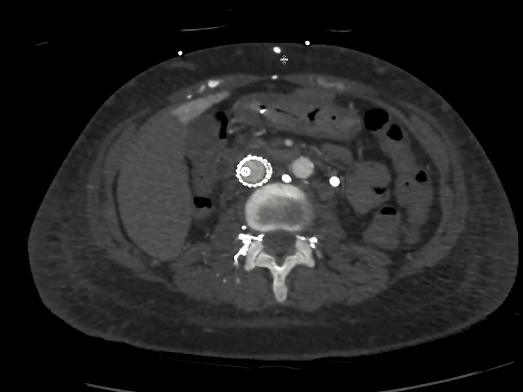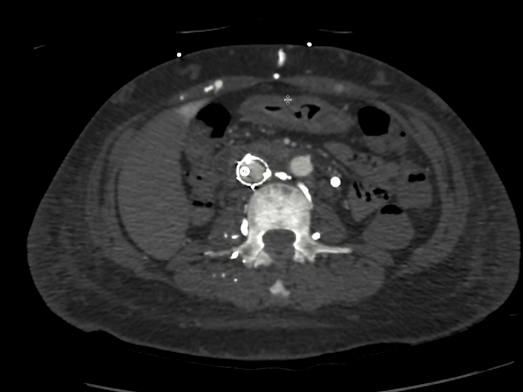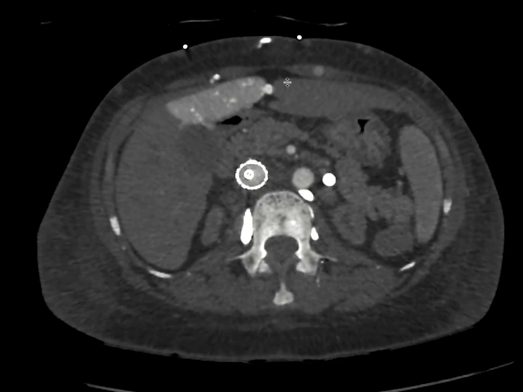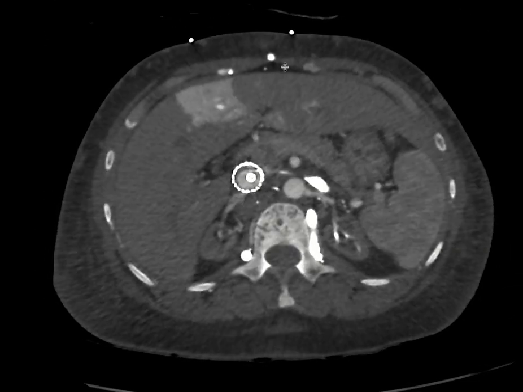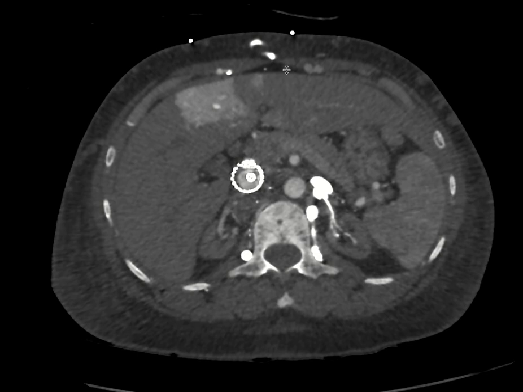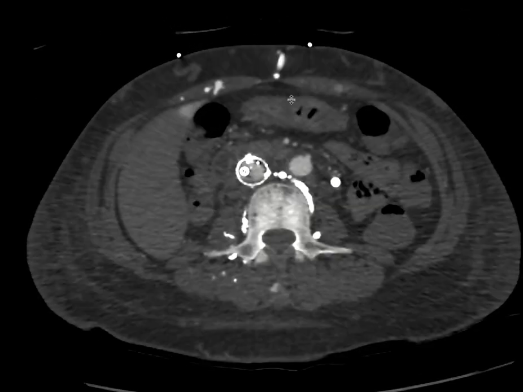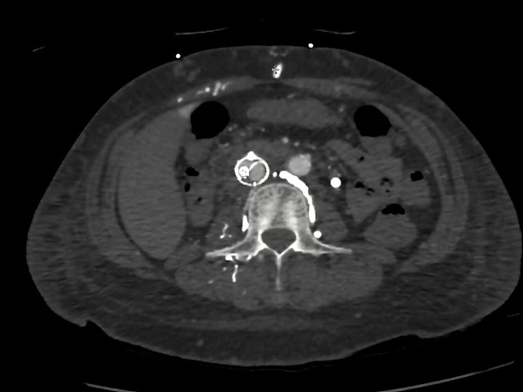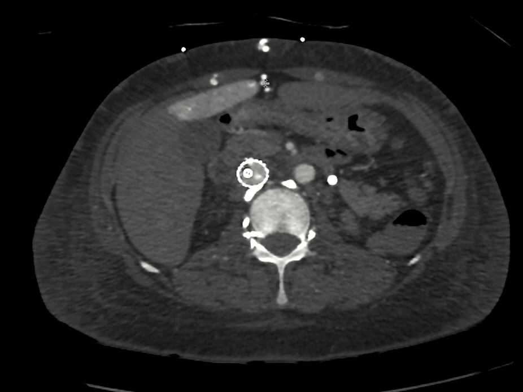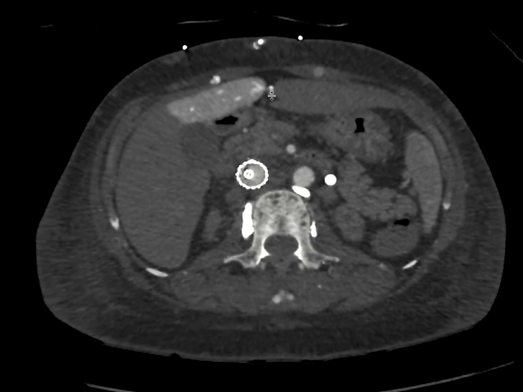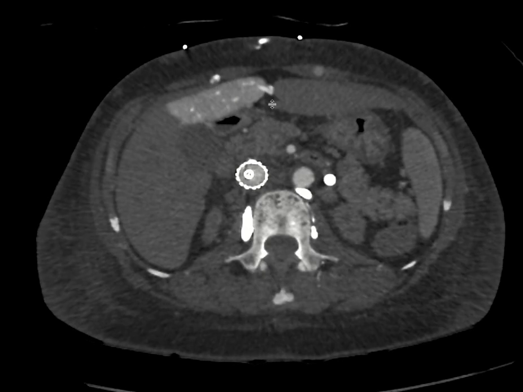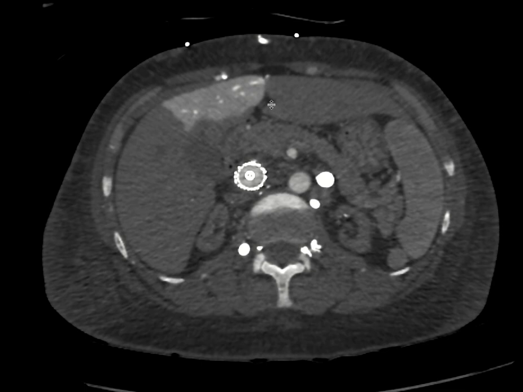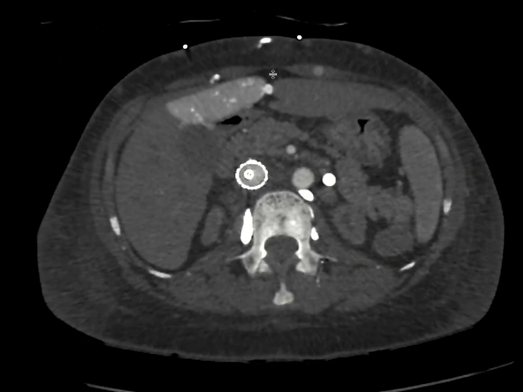And what's happening here is because of the SVC obstruction, there are many pathways in which blood is bypassing the SVC and entering back into the circulation. And one of the ways it does so is through this collateral pathway here, which is known as your superior vein of Sappey. And your superior vein of Sappey is one of the veins that drains through the falciform ligament. You can see the falciform ligament right here.